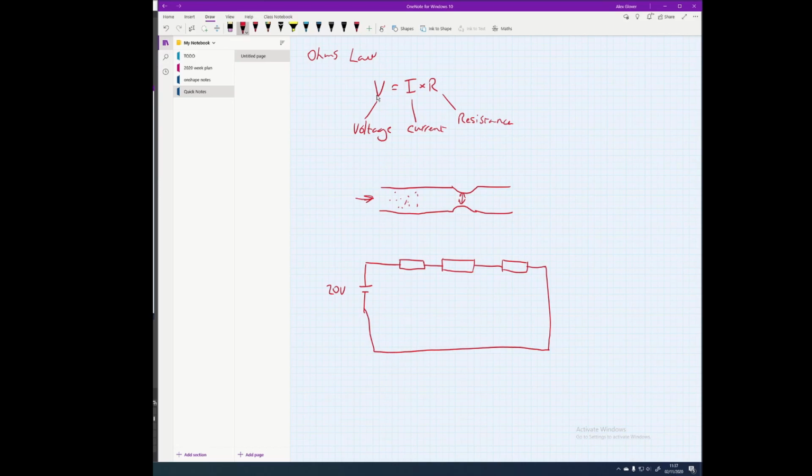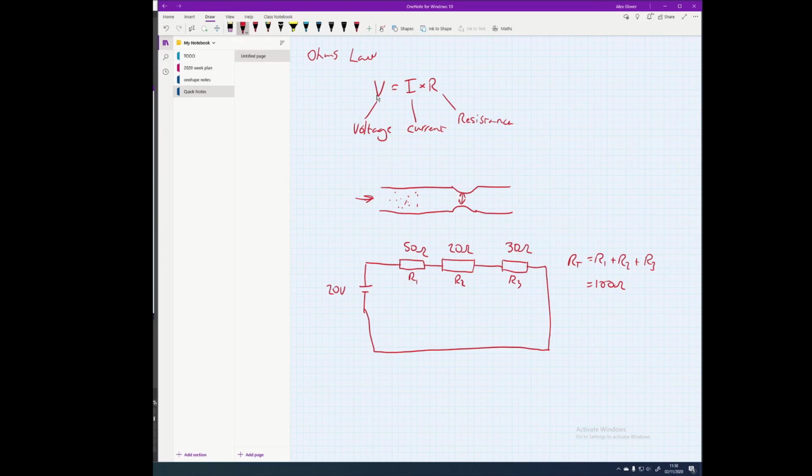So this is a circuit, and we've got 50 ohms, Greek ohmic symbol, 20 ohms, and 30 ohms. Now the total resistance here, R subscript T, is going to be equal to R1 plus R2 plus R3. So this is R1, R2 and R3. Therefore RT is going to be equal to 100 ohms.